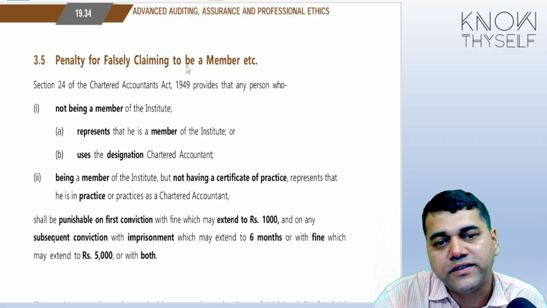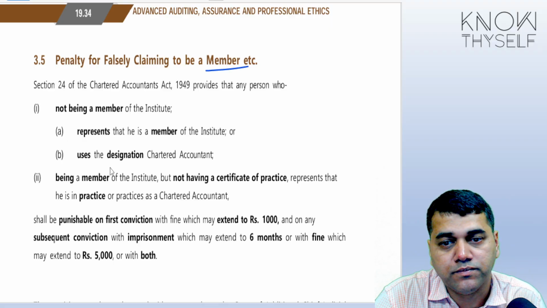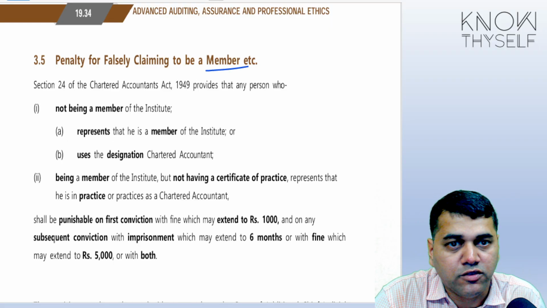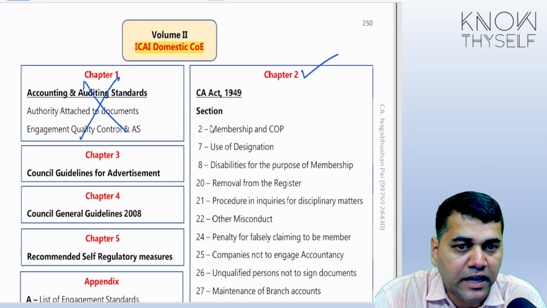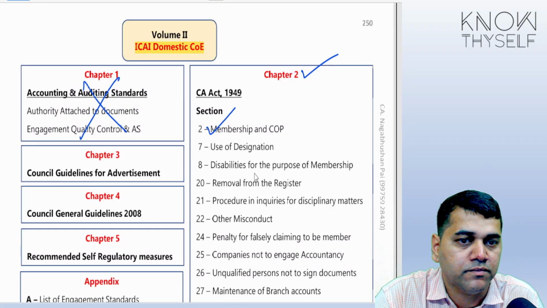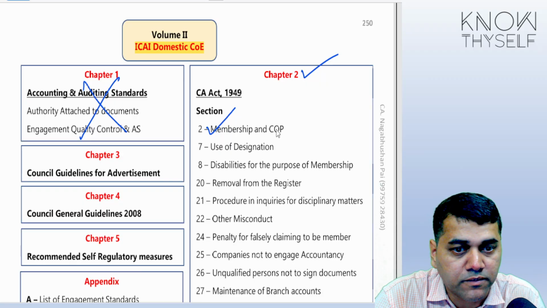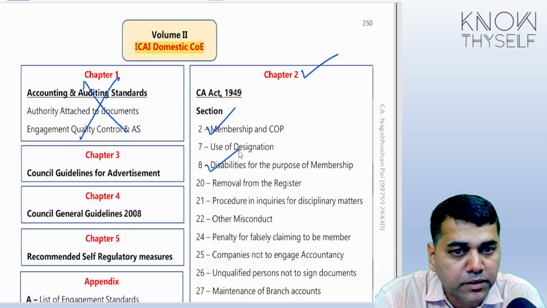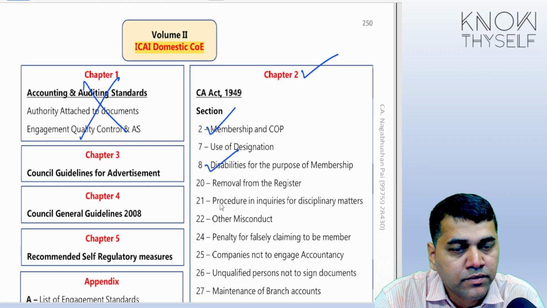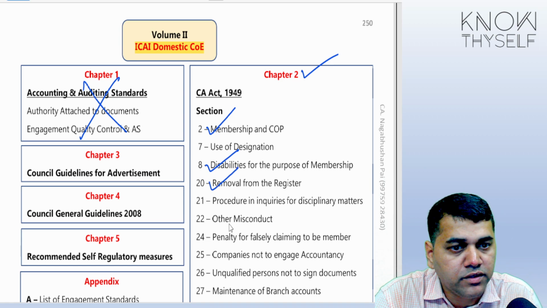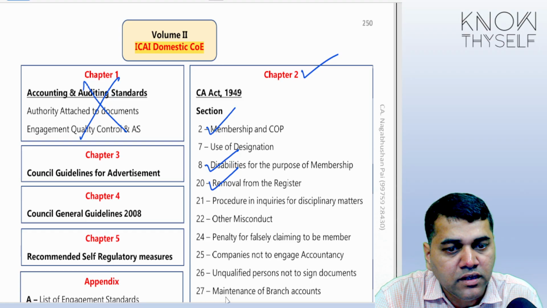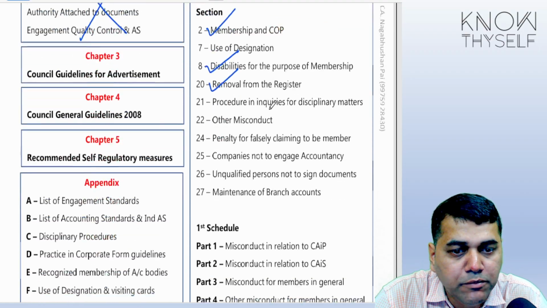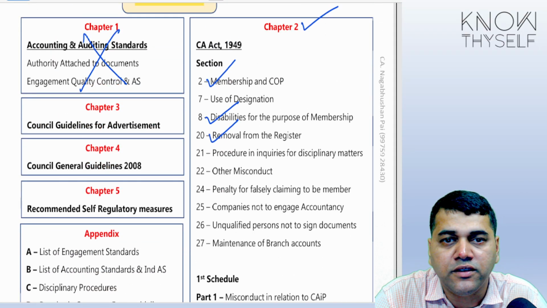Now, what if you falsely claim to be a member of the institute? Section 24 of the Act. Okay, so now if we go back, have we learned about the membership? Yes. COP, yet to learn. Then removal of the disabilities of the membership, Section 8, we have seen. Removal from the register also we have seen. And then, what if you falsely claim to be a member? Okay, so this is not there here.